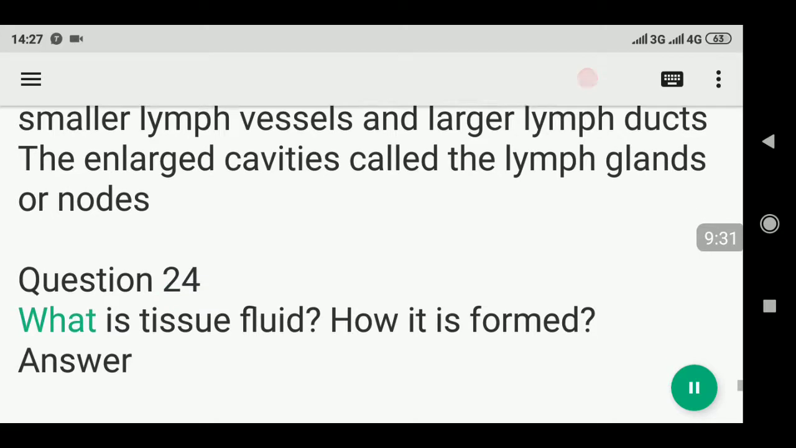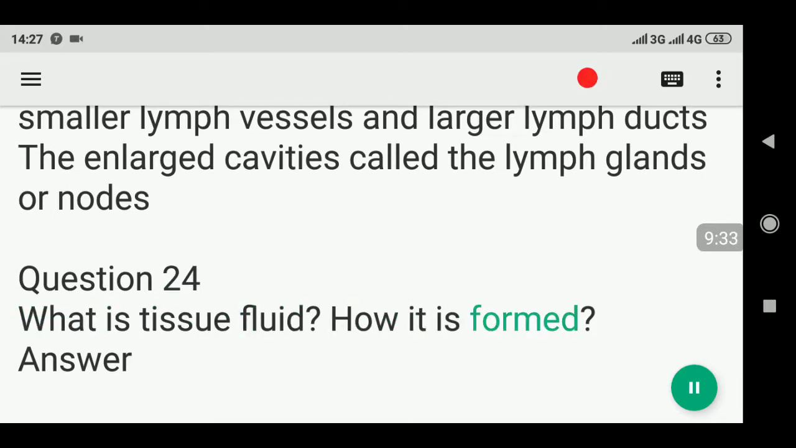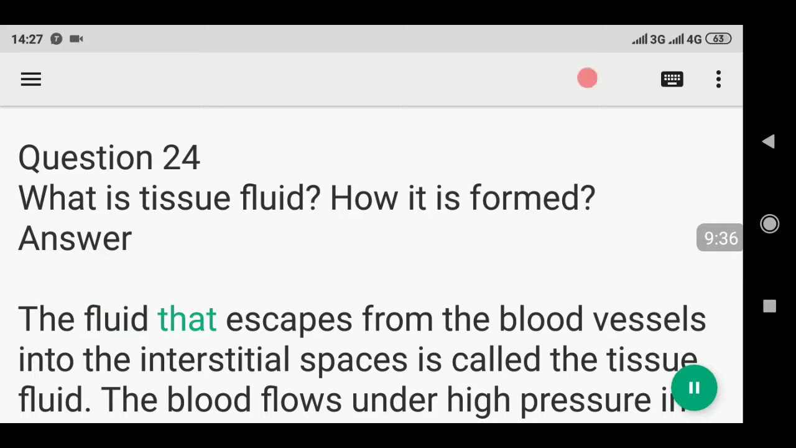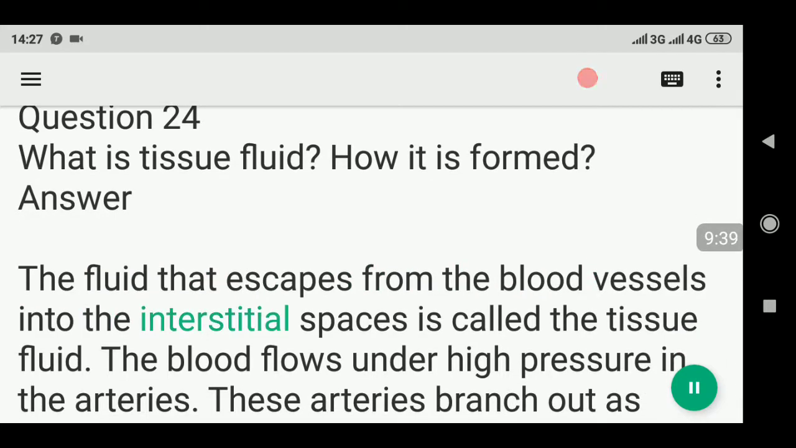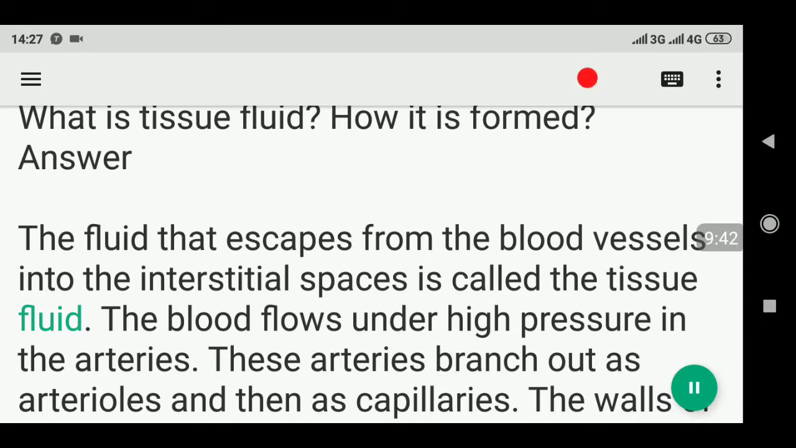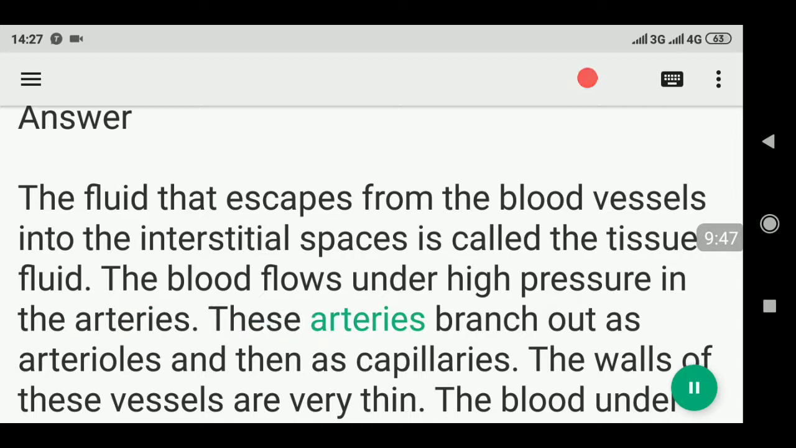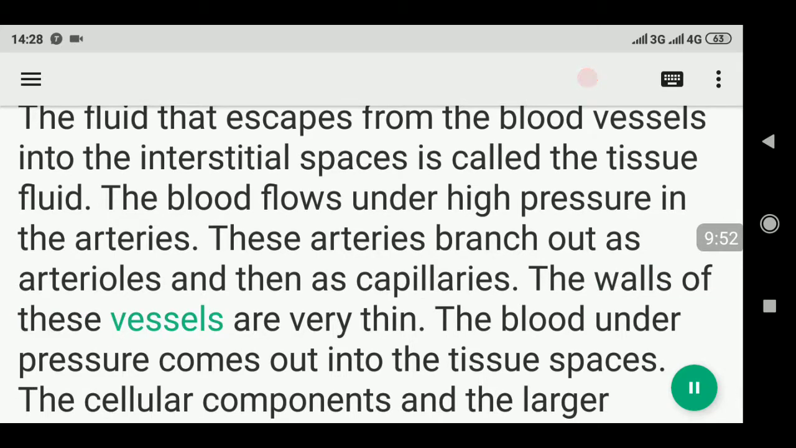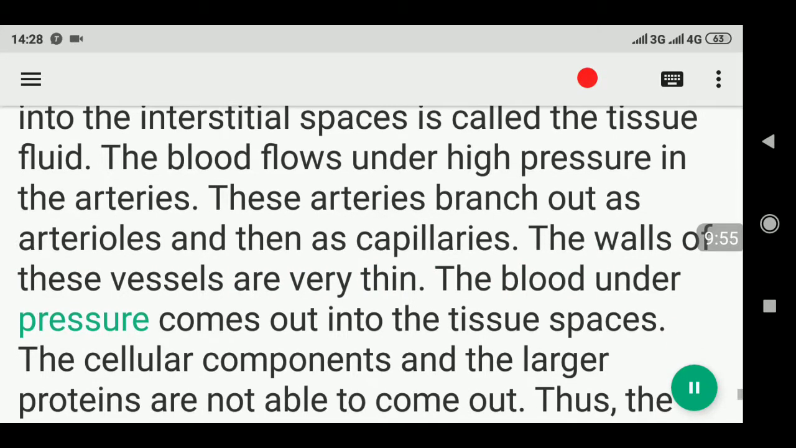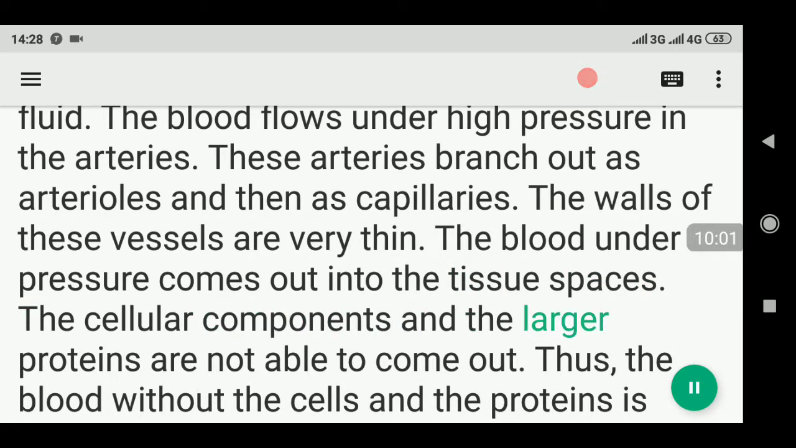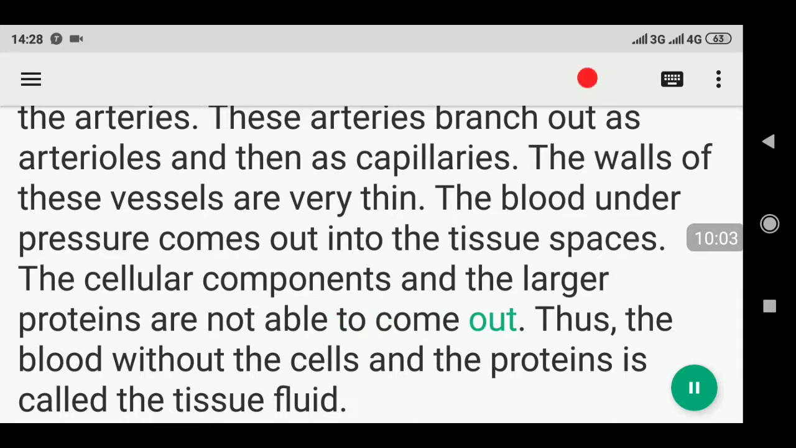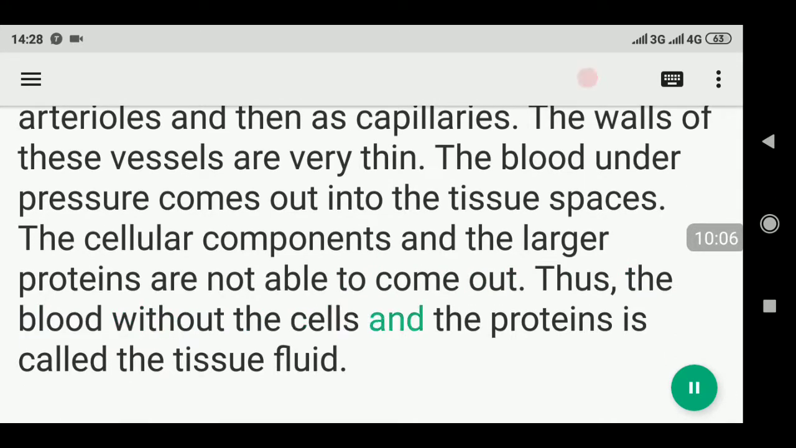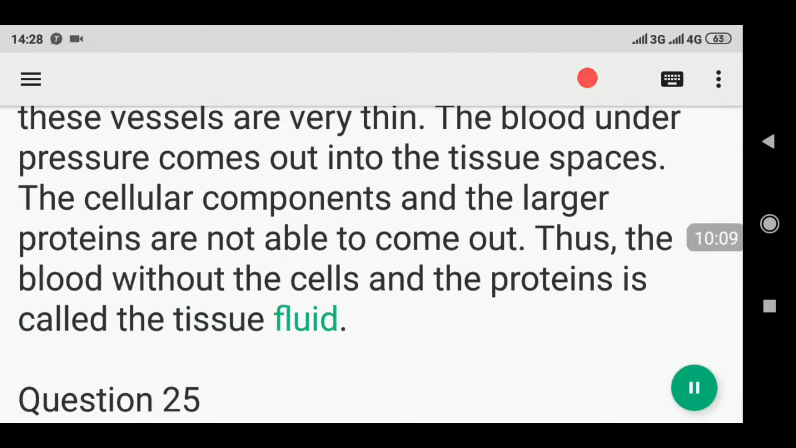Question 24. What is tissue fluid? How is it formed? Answer. The fluid that escapes from the blood vessels into the interstitial spaces is called the tissue fluid. The blood flows under high pressure in the arteries. These arteries branch out as arterioles and then as capillaries. The walls of these vessels are very thin. The blood under pressure comes out into the tissue spaces. The cellular components and the larger proteins are not able to come out. Thus, the blood without the cells and the proteins is called the tissue fluid.